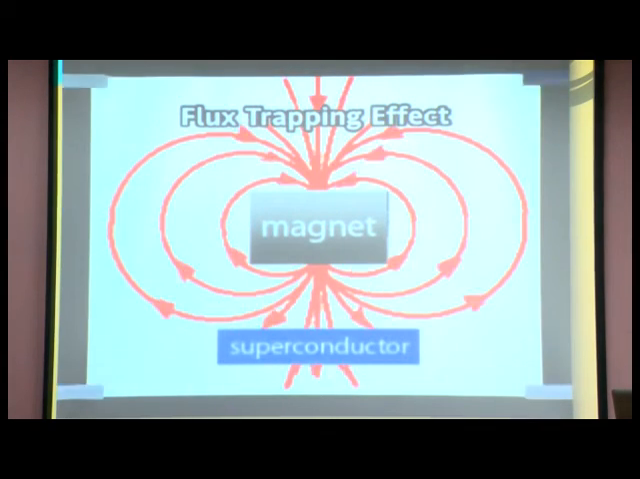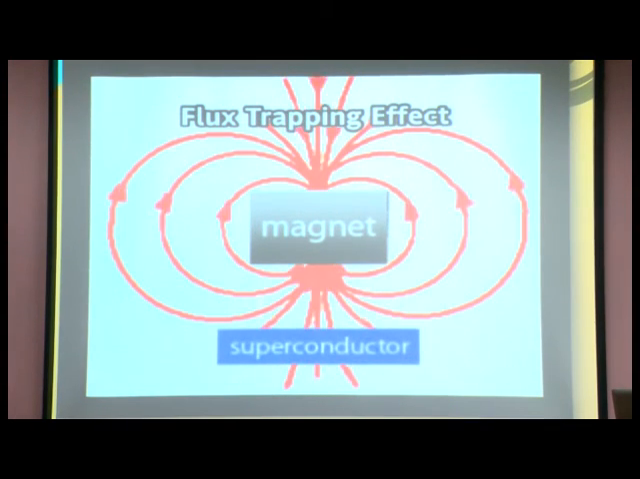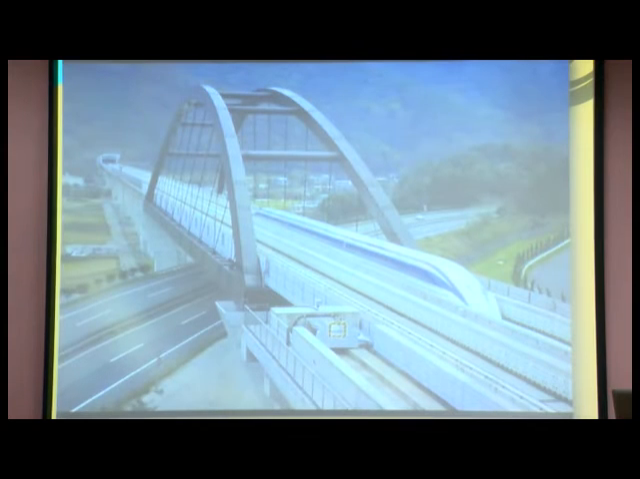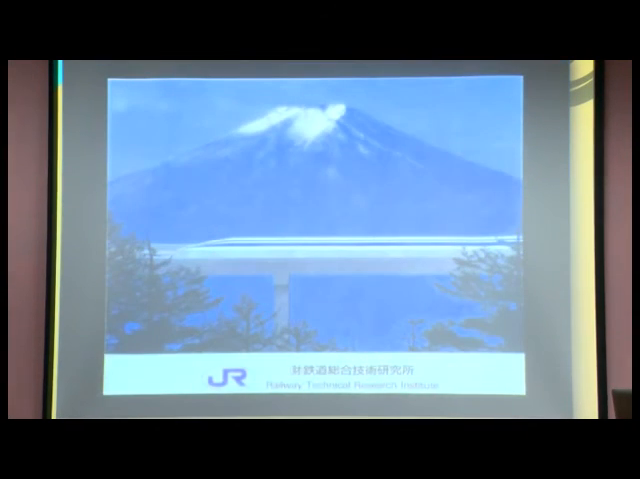So these are the three important parameters we have discussed, and with this phenomenon of superconductors the magnetic trains are working on a large scale. So this is the magnetic train, using superconducting magnets, in China and in Japan.